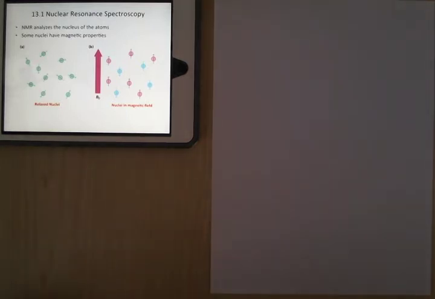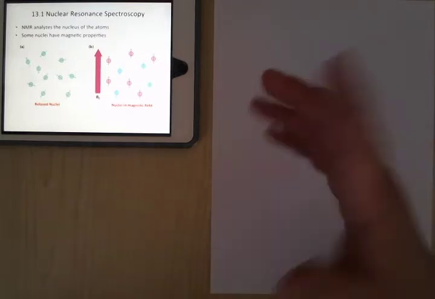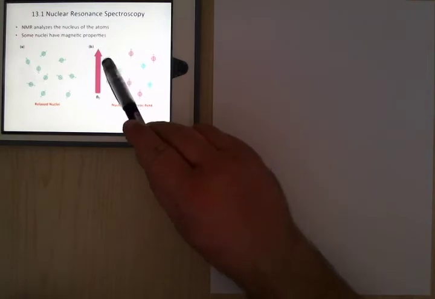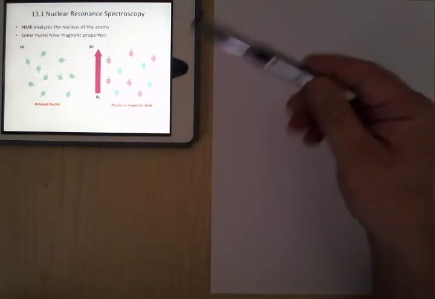What we're going to be doing is looking at the nucleus of the different atoms. Inside the nucleus, you've got positive charge, and it's going to be spinning. Anytime you have a spinning positive charge, you're going to have a magnetic field. Normally they're just randomly positioned, but once you put them in a strong magnetic field, in this case inside of an NMR, which is a superconducting magnet, they actually align. The magnetic fields will align either with the magnetic field or opposing it.